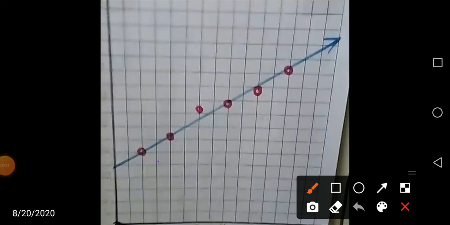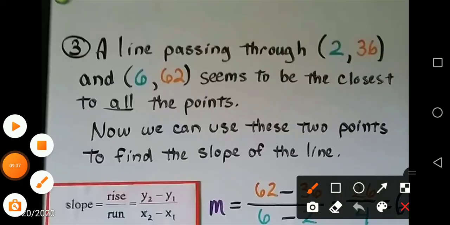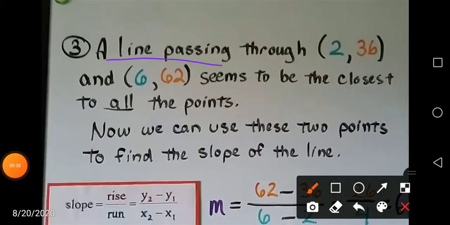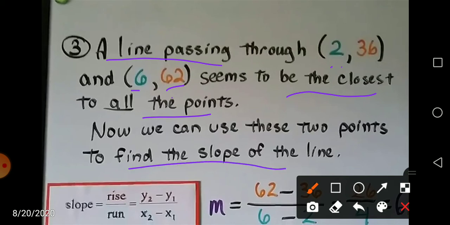Okay, but we have here this one and this point, they pass through, yes, the first and the last one, the line passes through them. So a line passing through two ordered pairs, (2, 36) and (6, 62), the first and the last, seems to be the closest to all the points, so we can use these 2 points to find the slope of the line.